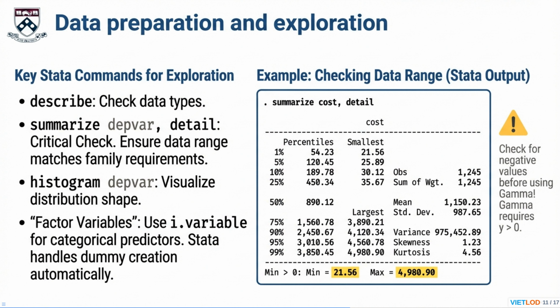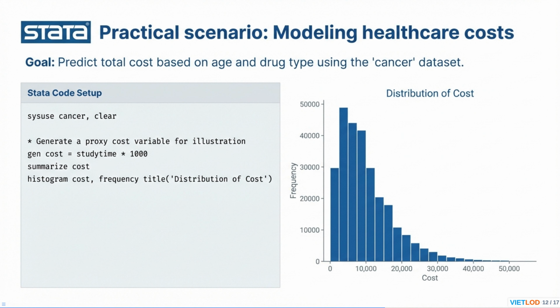Visually inspecting the distribution with a histogram helps confirm skewness, symmetry, or other characteristics that guide our family choice. Finally, for categorical predictors, using Stata's factor variable notation, like i.variable, simplifies dummy variable creation. Looking at the example output for cost, we see a minimum value of 21.56, which is positive, and a skewness of 1.23. This confirms the data is suitable for a gamma family and reinforces the need for careful data validation.